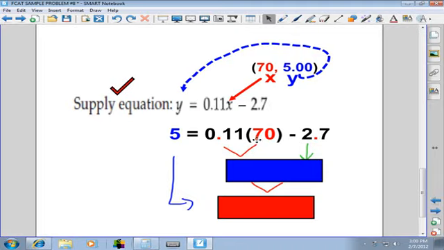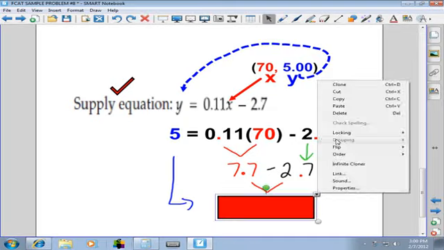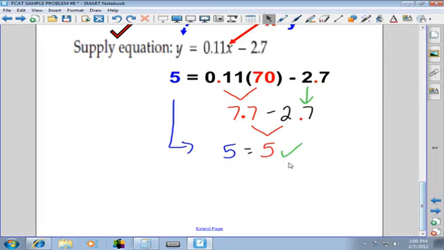Now I'm going to multiply 70, which I substituted for x, by 0.11. When I do that, that gives me 7.7. I'm going to subtract 2.7 from 7.7. That gives me 5. 5 and 5 are the same number, so it checks. Make sure you have this written on your paper.